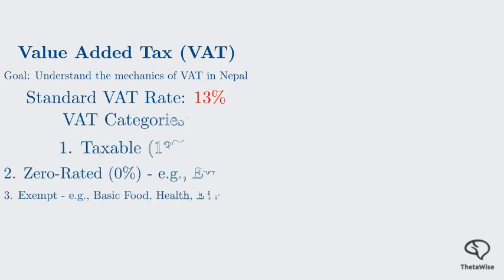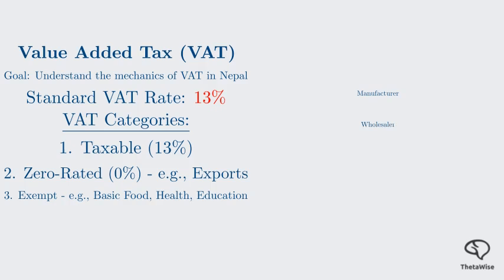Essential items like rice, flour, and medicine, as well as educational and health services, are VAT exempt to keep them affordable for the general public. Exports are zero-rated to make Nepalese products competitive in the international market.